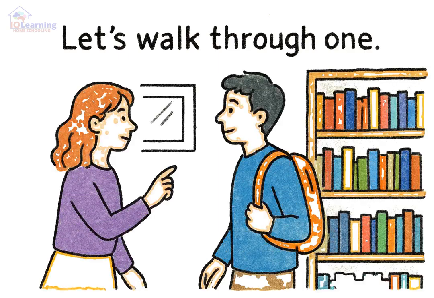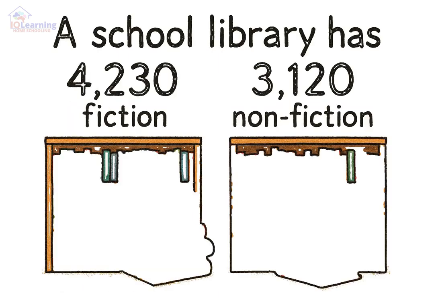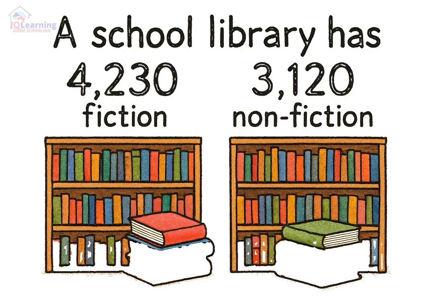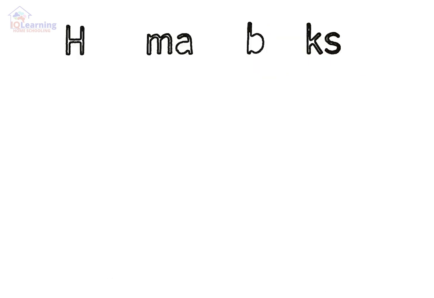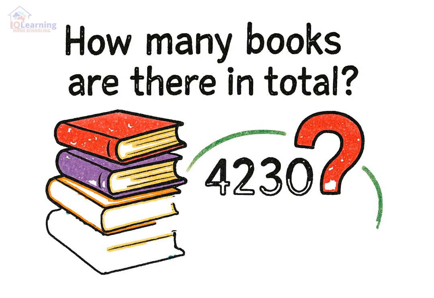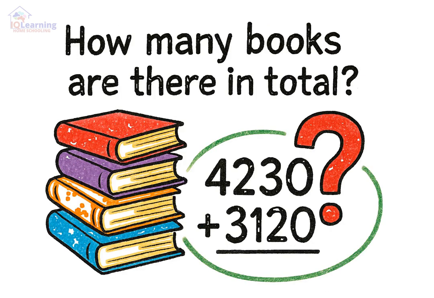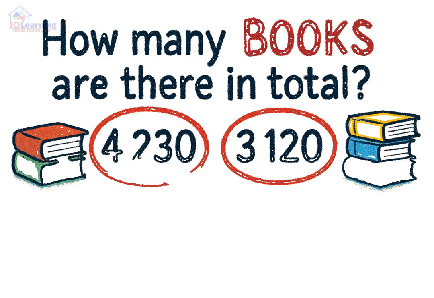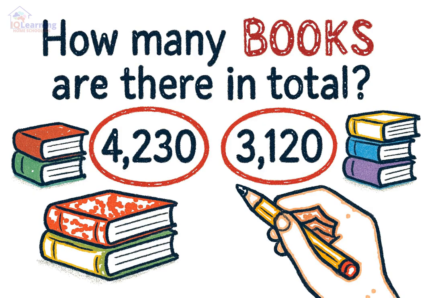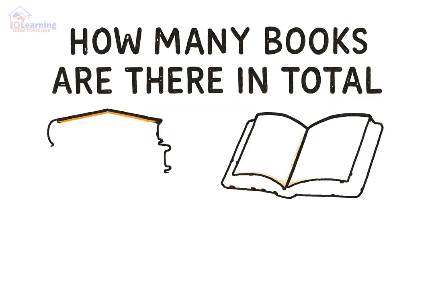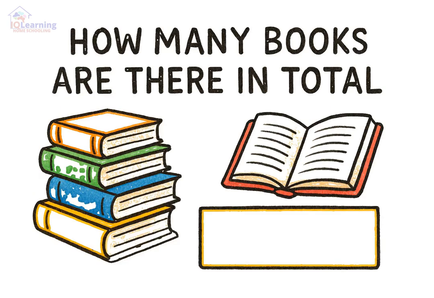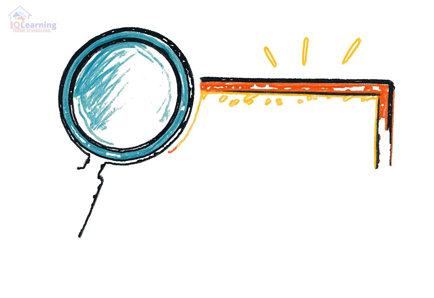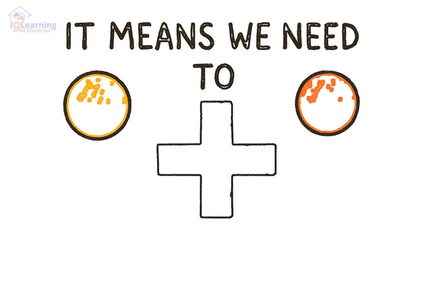Let's walk through one. A school library has 4,230 fiction books and 3,120 nonfiction books. The story asks, how many books are there in total? Okay, let's use our tool. C, circle the numbers, 4,230 and 3,120. U, underline the question, how many books are there in total? B, box the keyword. That word total is our big clue. It means we need to add.